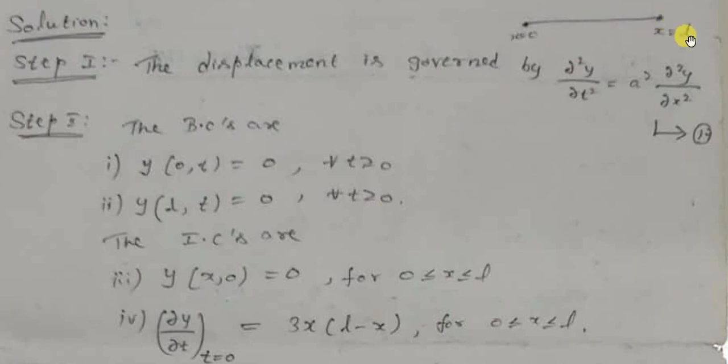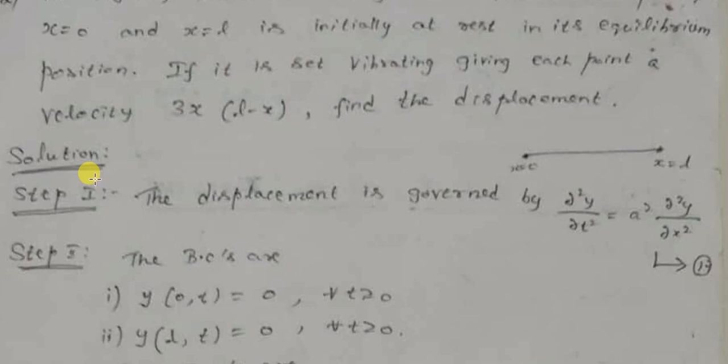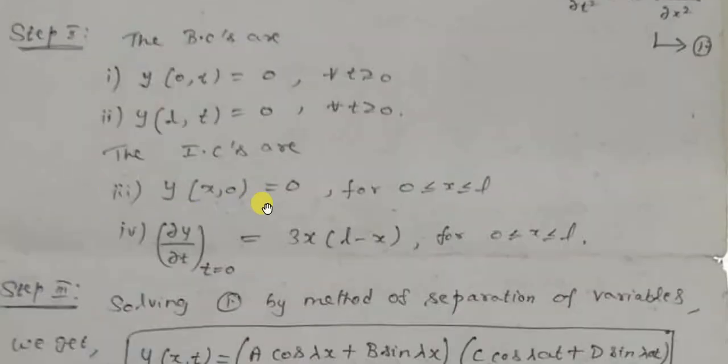If I am giving the string length as 2L, you are supposed to write 2L at the end, x equal to 2L, y is 0. So the next initial condition means at time t equal to 0, what is the displacement? It is given in the problem clearly. It is at rest in its equilibrium position. I already gave a note. If it is at rest in equilibrium position, you should consider the displacement is 0 at time t equal to 0. So you have to take y of x comma 0 is equal to 0 for x lies between 0 to L.